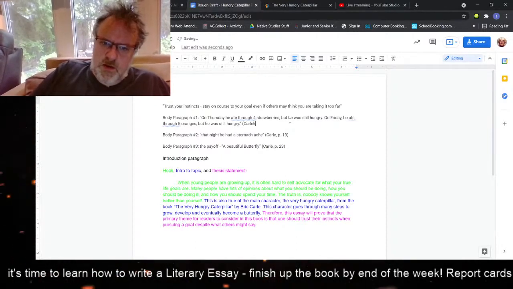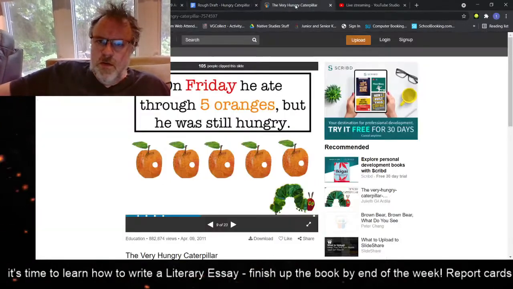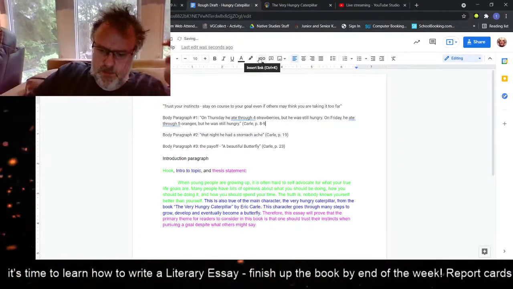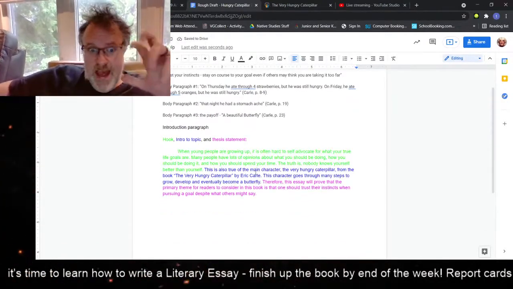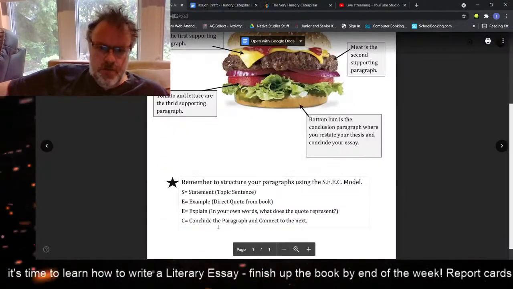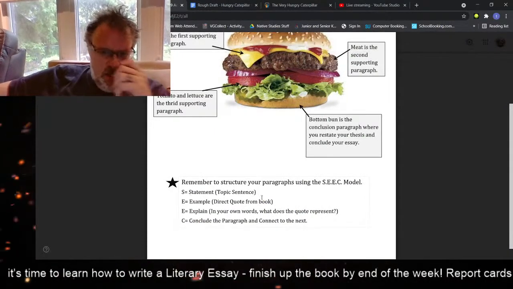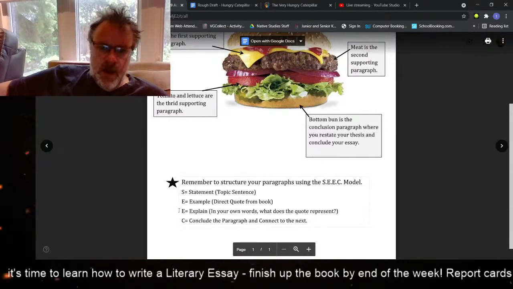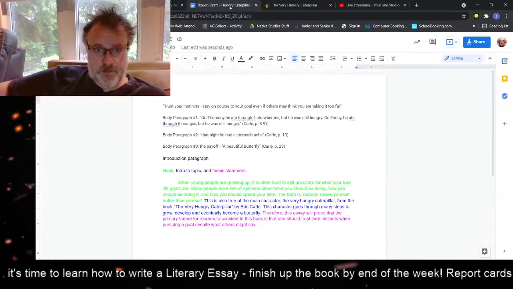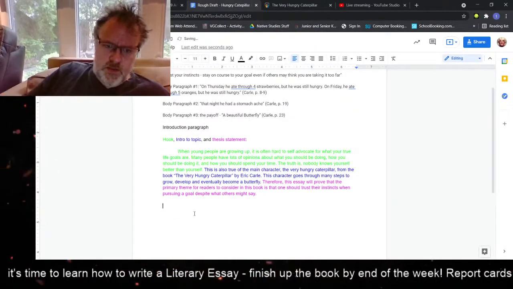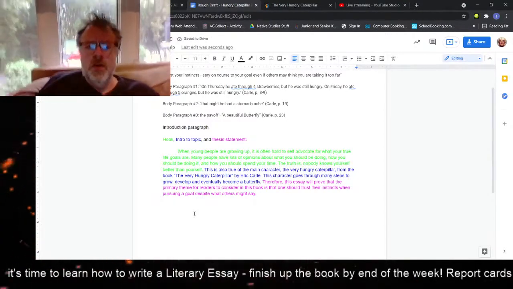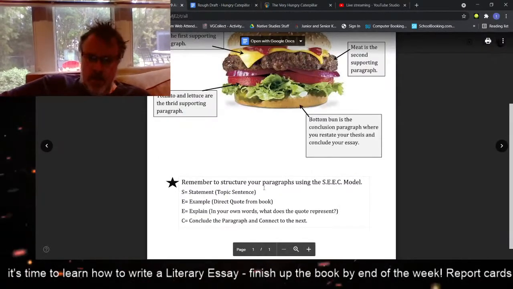And this one is on multiple pages, so we do 8-9. Okay, so those are my quotes, my evidence for what I'm going to do. My body paragraph structure is right here: make a statement, give an example, explain in your own words what this quote represents, and then conclude the paragraph and connect it to the next. So we hit enter, we tab over. The first thing we need to do is a topic sentence.